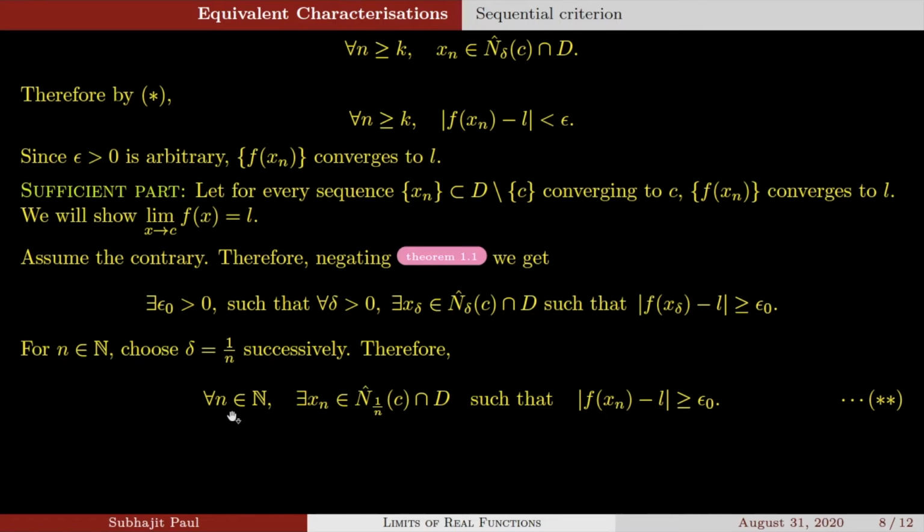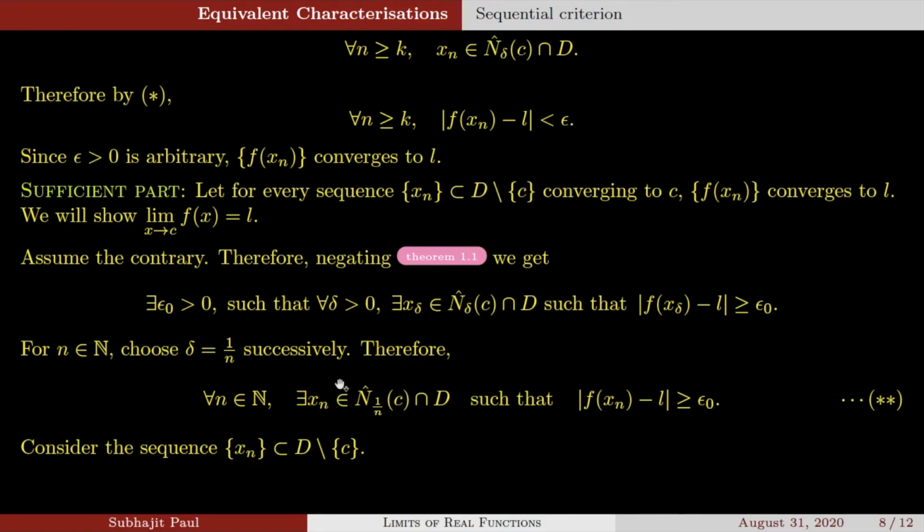Therefore, for all natural numbers n there exists a point xn in the 1 by n radius deleted neighborhood of C. This is the deleted delta neighborhood of C, so this is the deleted 1 by n neighborhood of C. So xn is coming from the 1 by n neighborhood of C such that the functional value violates the epsilon naught proximity clause, such that mod of f(xn) minus L is greater than or equal to epsilon naught.